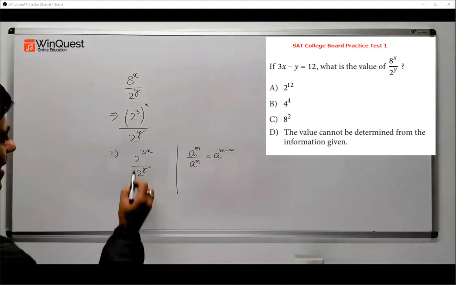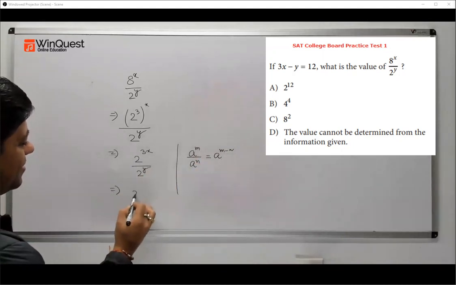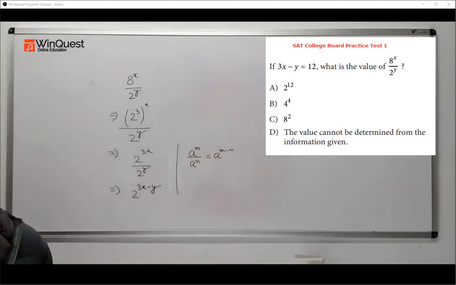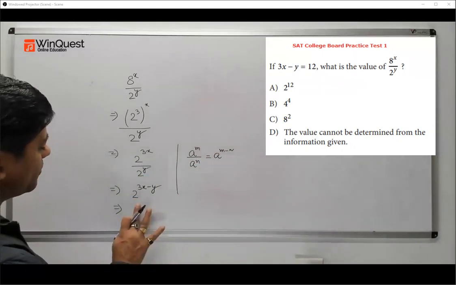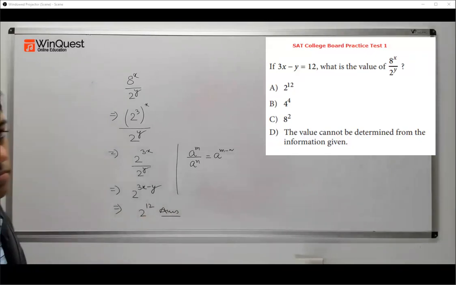Yes. Here is 2, here is 2, just like a. Power should be subtracted. 2 to the power 3x minus y. Is that okay? Yeah. 3x minus y is already given to you. Look at the problem. And that is equal to 12. And that is your answer. Yes. Are we clear? Yes, sir.